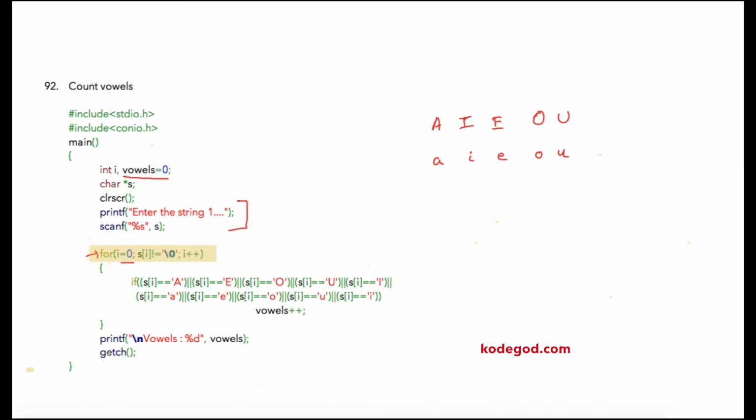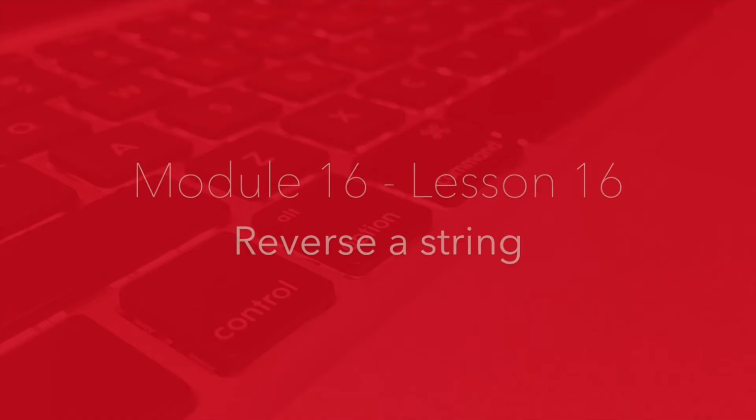So starting from 0 till we reach the null character, we are going to loop through string S, and inside each iteration, we are going to check whether the current character is equal to A, E, O, U or I. Notice that I have added an OR condition over here. The same set of conditions is added for small letters also. All conditions are with the OR operator, so if any of the conditions is true, then we can consider incrementing vowels by 1. At the end of the loop, we are just going to print vowels, and %d will be replaced by your variable vowels.